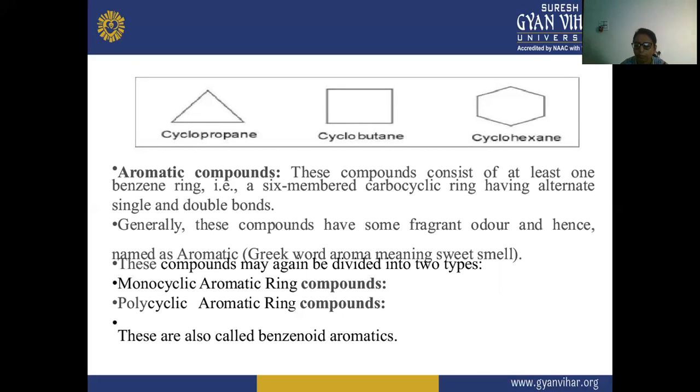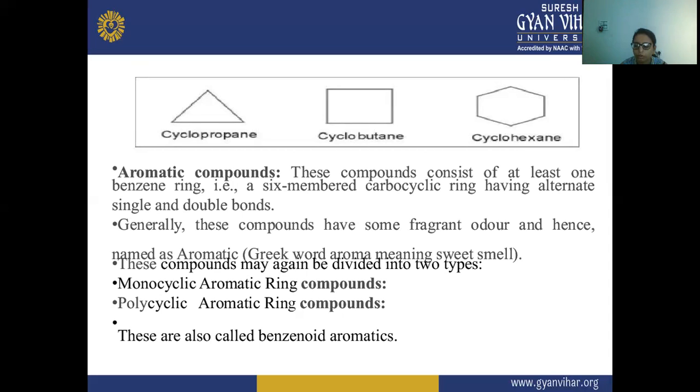That is your six-membered carbocyclic ring, and they should have alternate single and double bonds. Generally these compounds have some fragrant odor, so they have some smell, and hence they are known as aromatic. In the Greek word, aroma means smell, sweet smell.